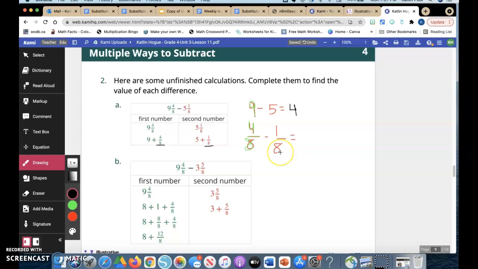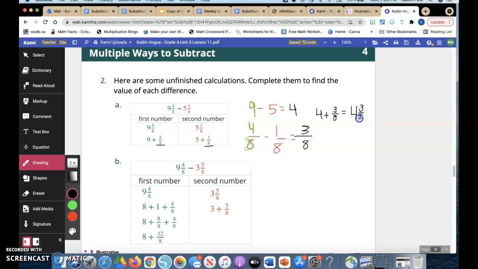4/8 minus 1/8. So, I'm going to count to 3, and I want you to tell me what this fraction amount would be. 1, 2, 3. You are correct, boys and girls. Our answer is going to be 3/8. So, if I put 4 and 3/8 together, raise your hand if you could tell me what I would get. Guest teacher, will you call on a student, please? That is correct. I'd get 4 and 3/8.